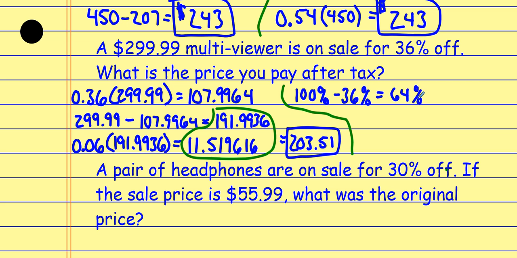So now 64% of that thing, so 0.64 times the 299.99. That's now going to give me that $191.99.36. Again, I'm not going to bother rounding it off. But now I'm still one step away. I have to add the sales tax.